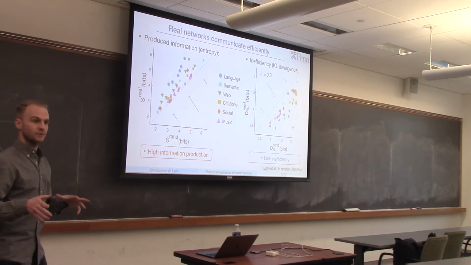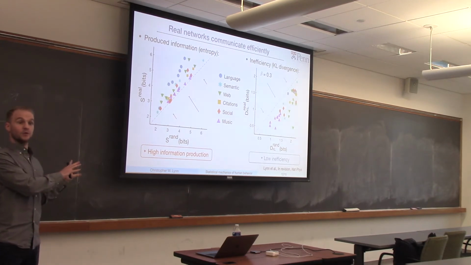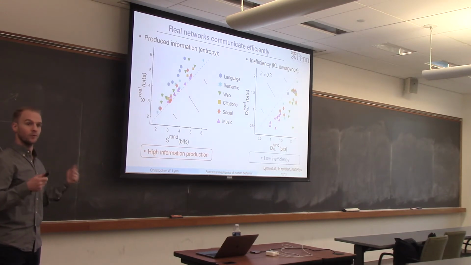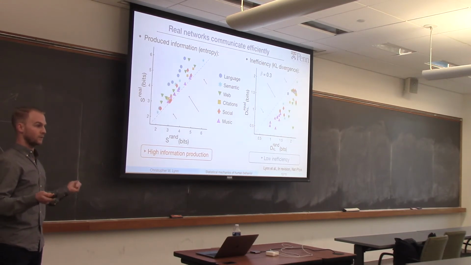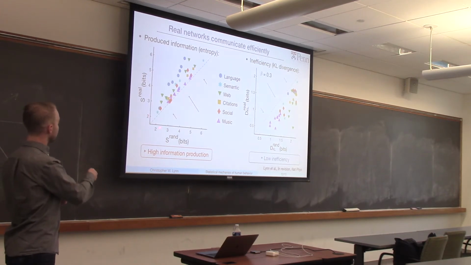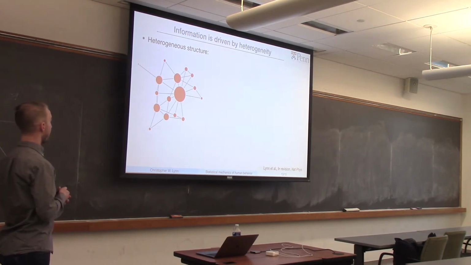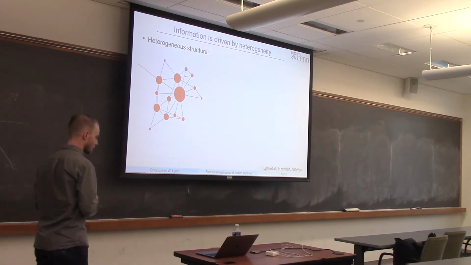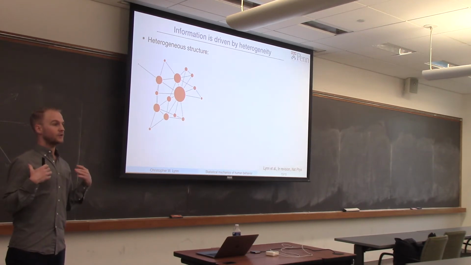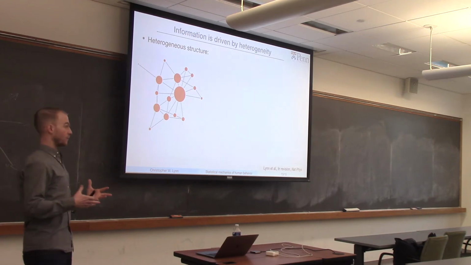So now we see these information properties, and you could ask, what is it about the structure of these networks that's giving rise to these two properties? We've talked about information, but what do these networks really look like that makes them have these properties? We'll take entropy first, so produced information. It turns out that for a network to produce a lot of information, the key property to look at is the heterogeneity of the network. So I'll define what that means.